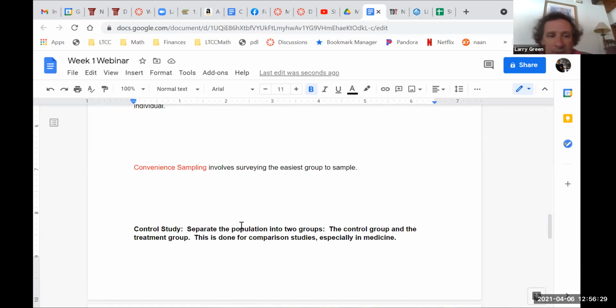Okay, and it's pretty much impossible to do a full randomization in medicine, and that is because there's all kinds of ethics issues where you have to get volunteers. But what you can do is you can do a control study, so at least it gets rid of the placebo effect.